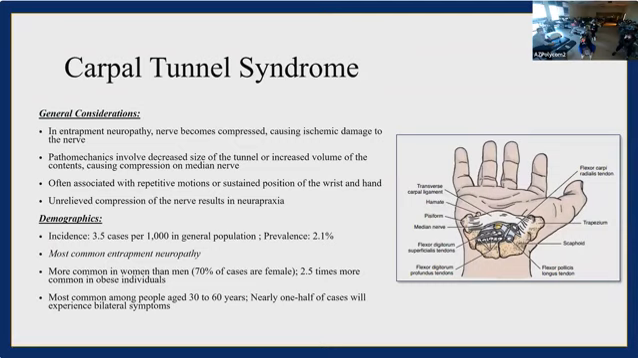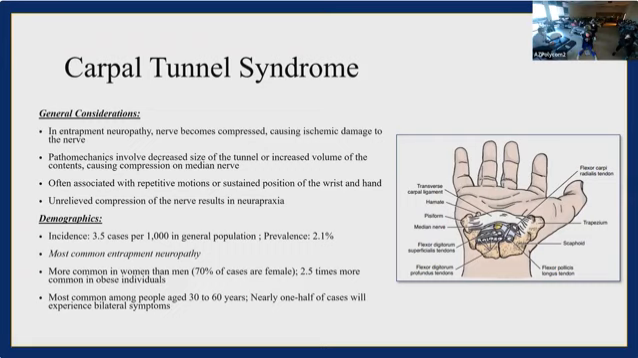Nerve becomes compressed, causing ischemic damage to the nerve. It's often associated with repetitive motions or sustained positions of the wrist and hand, like typing on a keyboard, and your wrist is resting on something hard. That constant low-level compression can hurt. Unrelieved compression of the nerve can result in neuropraxia.